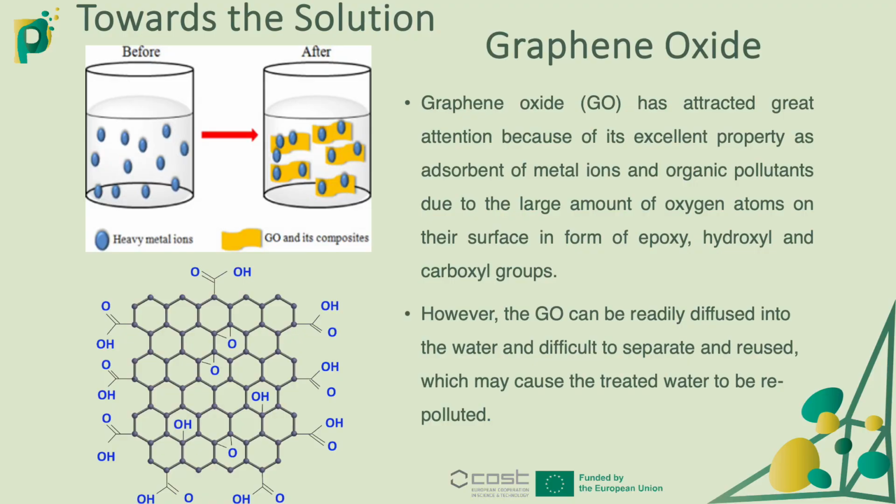The graphene oxide material has attracted great attention due to its excellent features as an adsorbent of metal ions and organic pollutants, because of the large amount of oxygen atoms on its surface in the form of epoxy, hydroxyl, and carboxyl groups. However, graphene oxide can be readily diffused into water and is difficult to separate and reuse, which may cause the treated water to be repolluted.